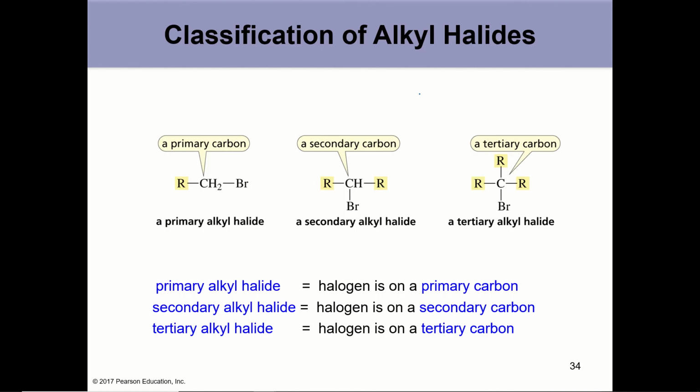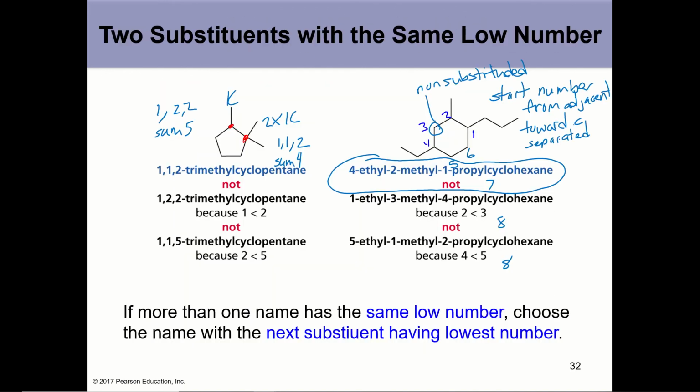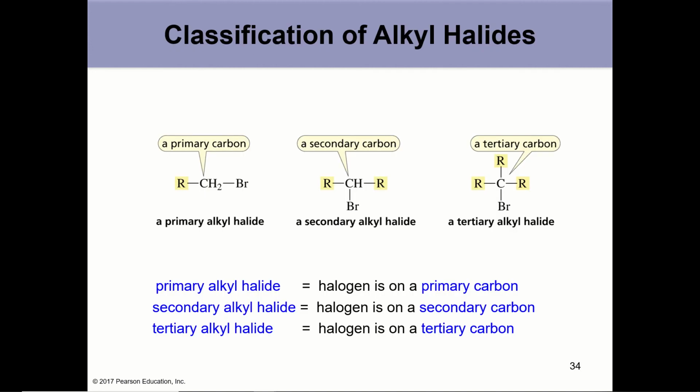So, classification, let's start with alkyl halides. For all of these molecules, we're also going to have to be able to define carbons bonded to halogens, oxygens, and nitrogens as being primary, secondary, or tertiary. Well, for alkyl halides, the designation of the halide depends on the designation of the carbon it is bonded to.